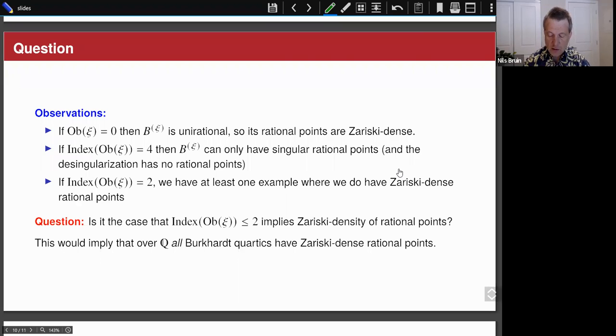So the question that I would like to end with is: is it the case that if the index is at most 2, then rational points must lie Zariski dense on twists of Burkhardts? This would actually imply that all Burkhardt quartics over Q would have Zariski dense rational points.